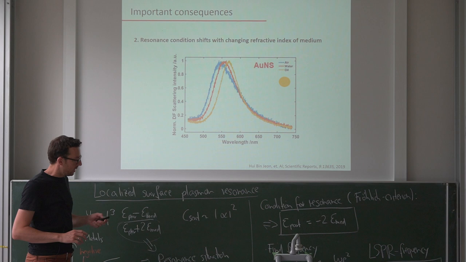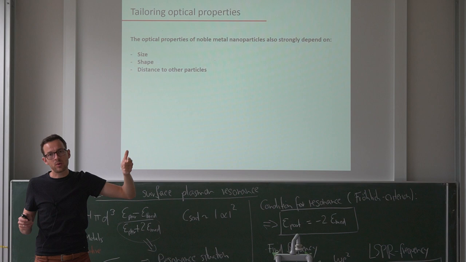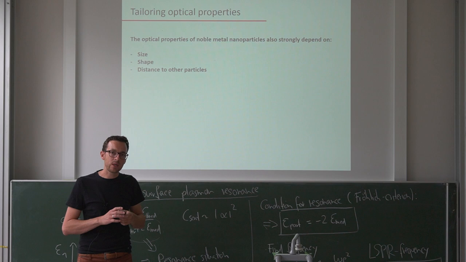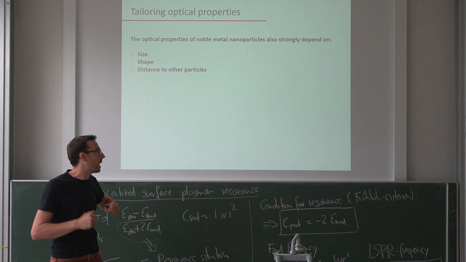But what we cannot explain up to this point is how this resonance wavelength depends on size or shape or maybe distance to other particles. If you remember this picture that I showed you at the beginning of last week's lecture, of this real color image that was generated by different nanoparticles arrayed, then you saw that sometimes the distance changed and this changed the color. So the distance to other particles seems to affect the resonance wavelength.